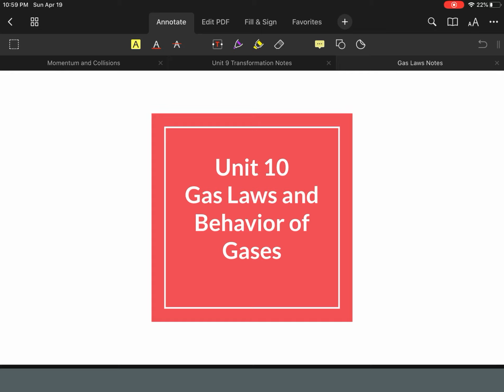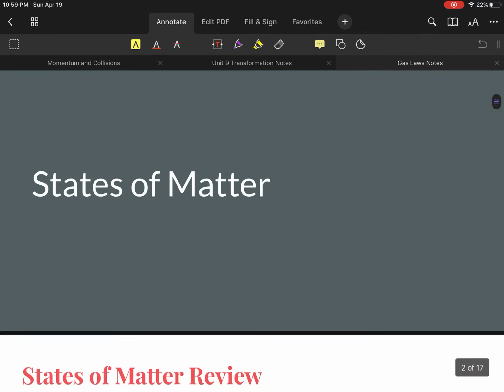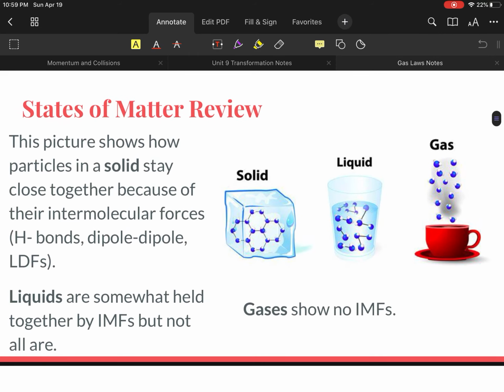Okay, so this unit, we're just going to basically be focusing on gases and their behavior, and how there's different variables of gases that we can measure and how they all relate, and just how you see this in your everyday life. So we've already talked about the states of matter at the very beginning of the class. We know we have solid, liquid, and gases.